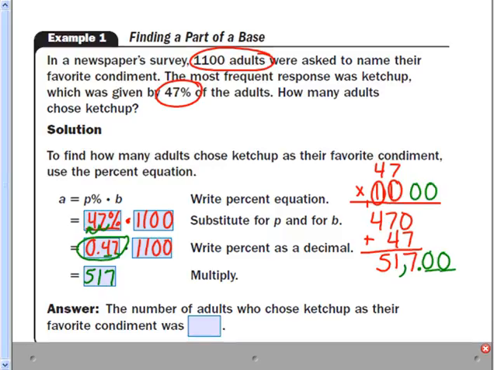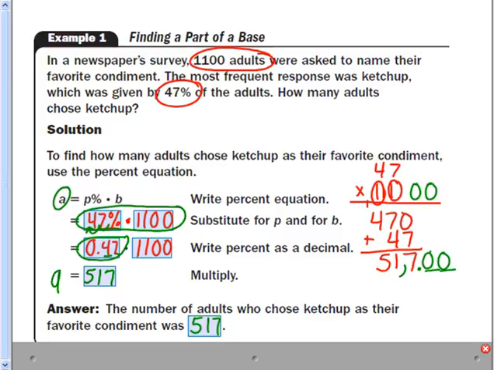So what does that mean? I just found A. A was the thing I was looking for. It was 47% of 1,100, 517. So the answer to the question is that the number of adults who chose ketchup as their favorite condiment was 517.